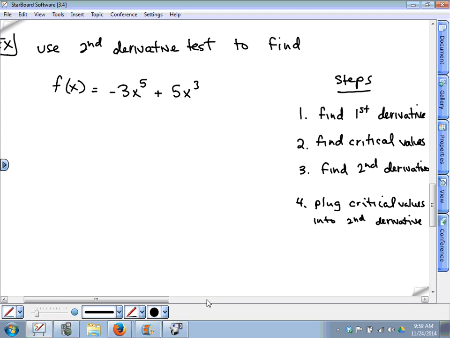So can you not find the critical values at the second derivative stage? Those are inflection points. Oh, okay.